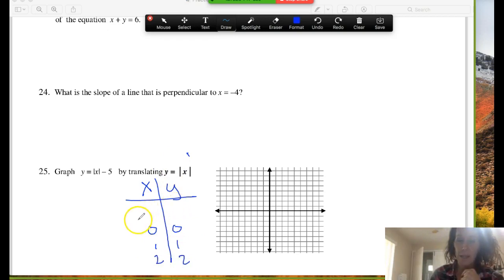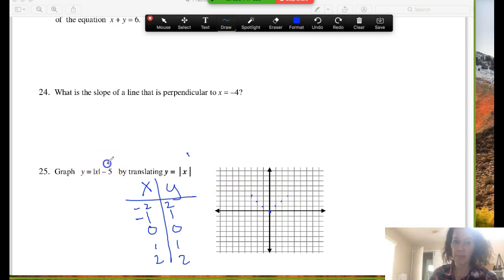Well, what happens to the negatives? Plug in -1. The absolute value of -1 is +1. Absolute value turns everything positive. -2. The absolute value of -2 is 2. So your graph would look like this. 0, 0. Over 1, up 1. Over 2, up 2. Over 3, up 3 if you want. And then the negatives would be -1, up 1. -2, up 2. -3, up 3. So you're going to have this V, but this is not the graph I want.